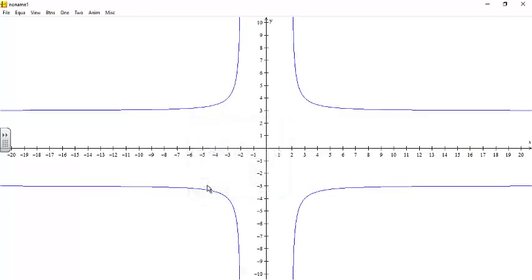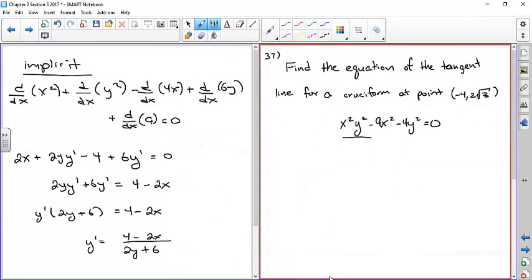Oh, there it is. Okay. I just hadn't zoomed out enough. So that's what it looks like. And you can see that for every value of x, there's two values of y, so it's not a function. What they're asking for is the equation of the tangent line at -4, comma 2 times the square root of 3.